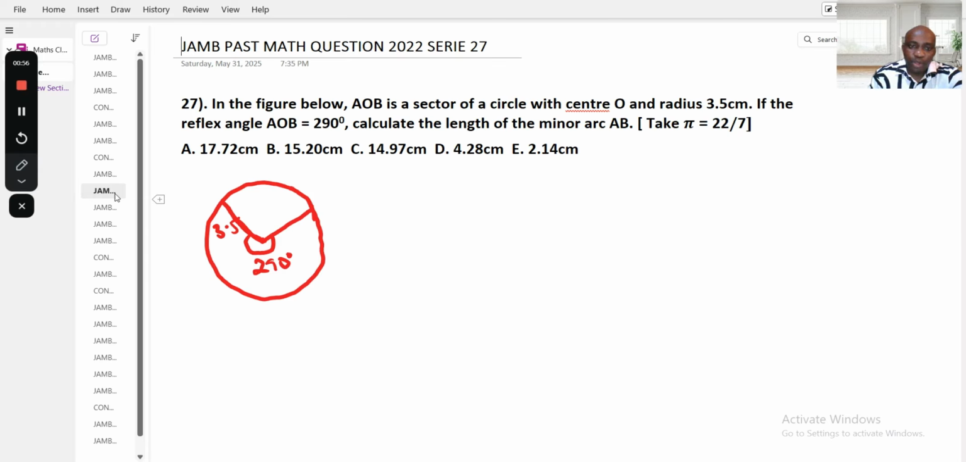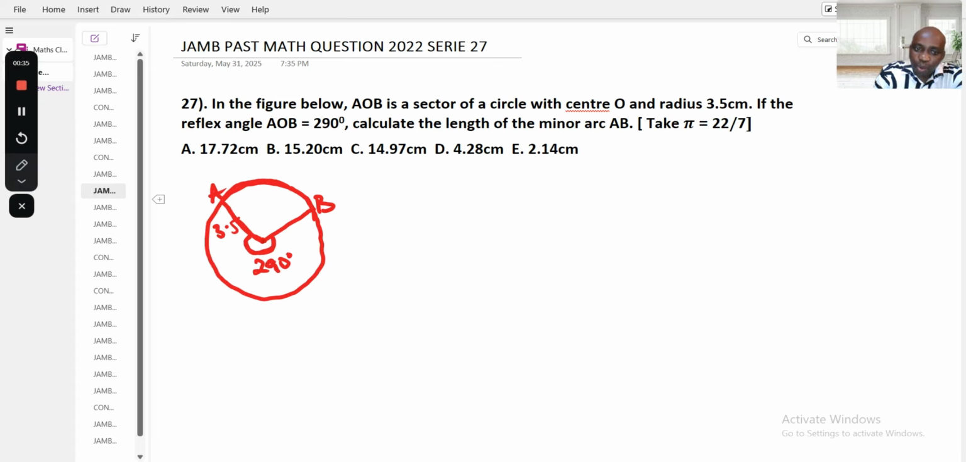Therefore, the formula we are going to use from here, let me explain. The length of the minor arc, starting from here, let me call it AB. From A to B here, it is called the length of arc. From here to here, we were told that it's 270.